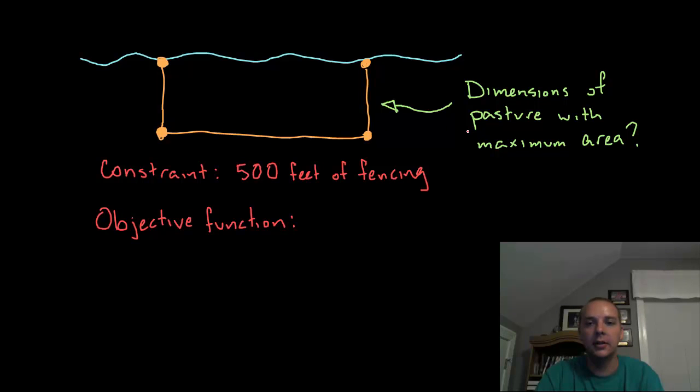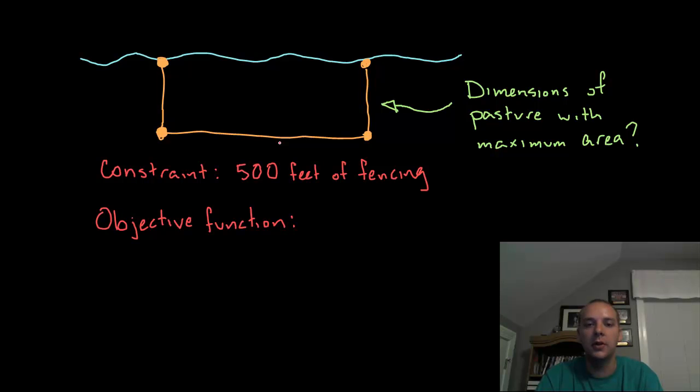Now, here's the constraint though. You usually only have so much fencing, which is very realistic. So I just made up an example here where we have the constraint of 500 feet of fencing. So what should be the width and the depth of this pasture that he's creating? What would those dimensions be?